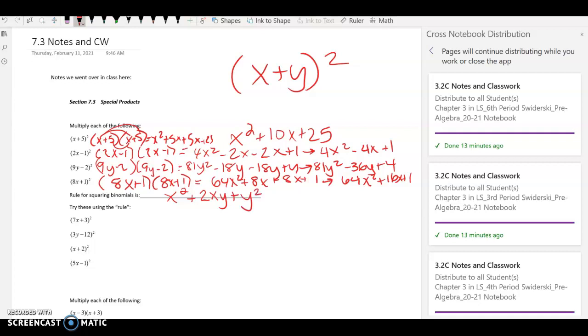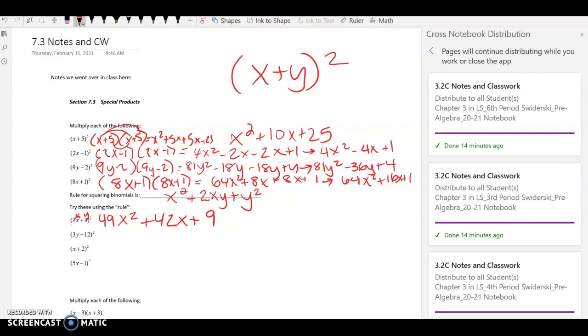So hear me out. If this is my x and this is my y, x squared, 7x squared would be 49x squared. Okay, 2xy would be 2 times 7 times 3 with that x. So it'd be 2 times 7 is 14 times 3, or 21 times 3 is 42x. And then y squared will be 9. So I get 49x squared plus 42x plus 9.